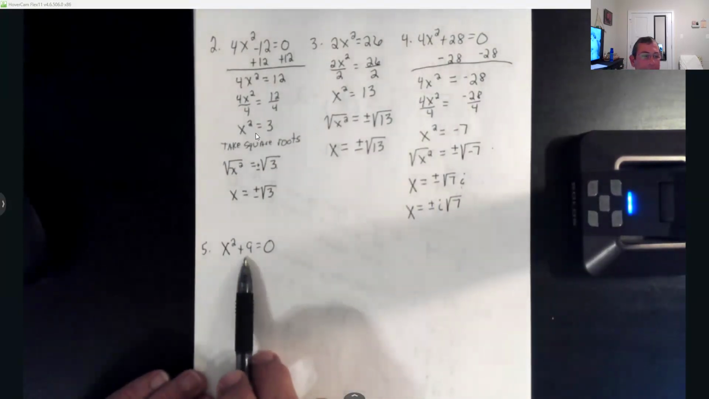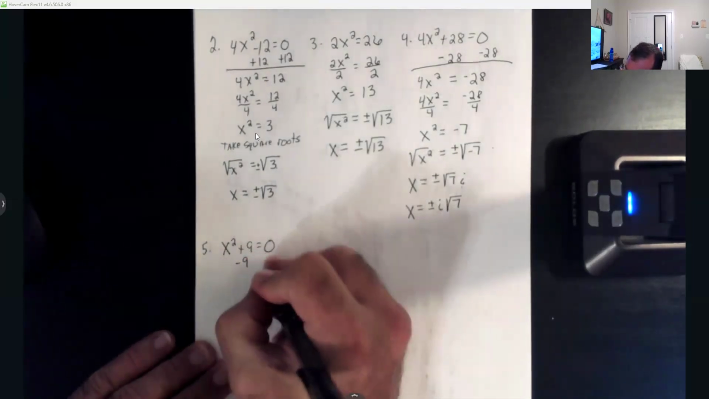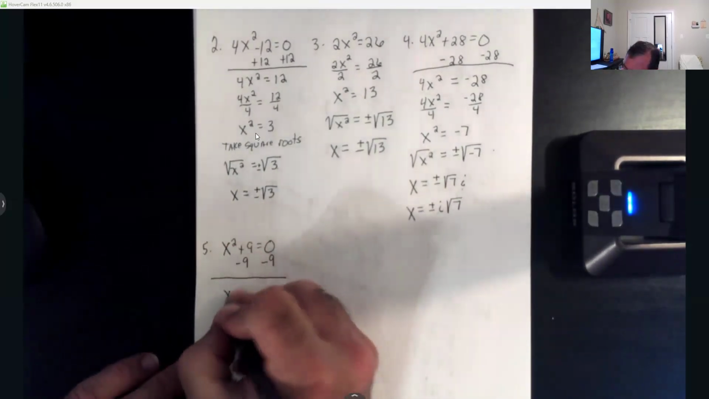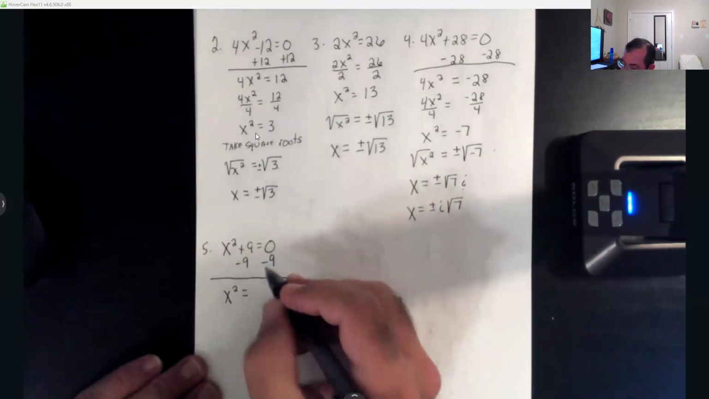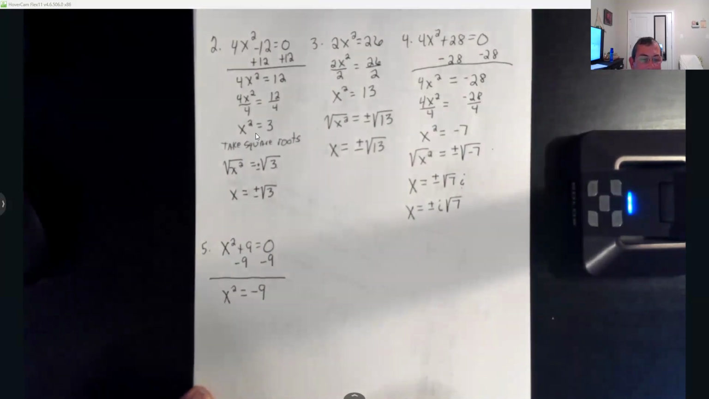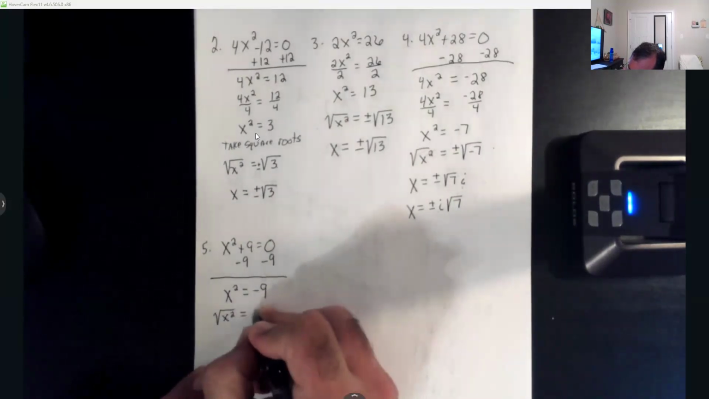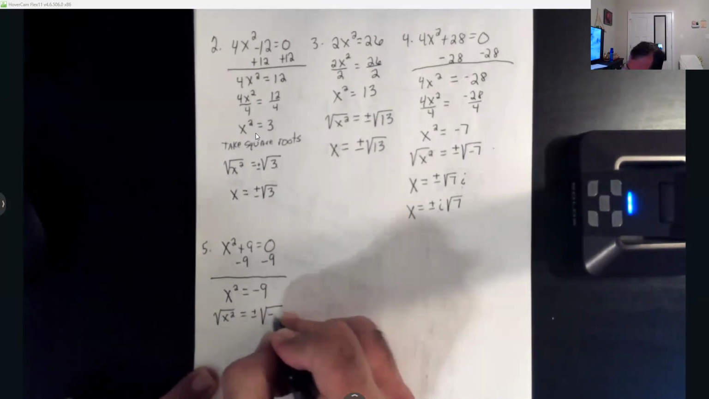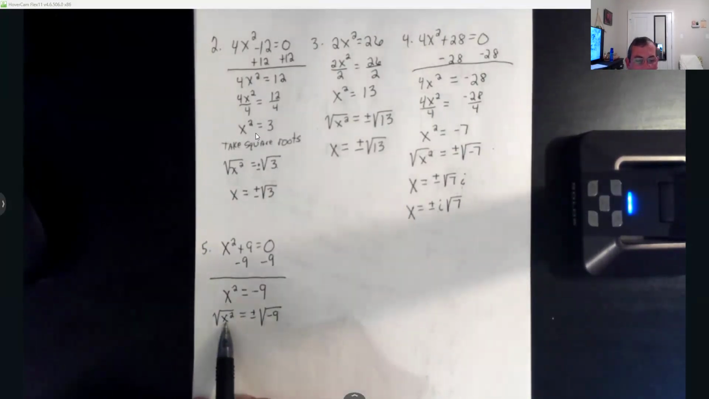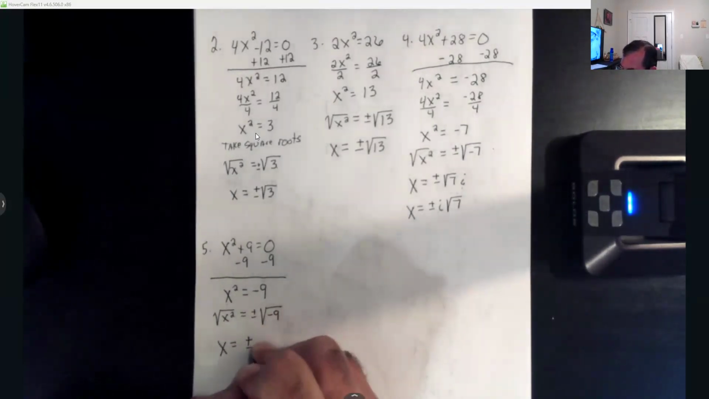Well, isn't this one about to do the same? I've got to get the x squared first by subtracting 9. So I'll bring down my x squared. And then 0 minus 9 gives me a -9. All right, square root this. So I've got the left side. That radical is going to cancel that exponent, giving me an x. And I know this will be a plus or minus.